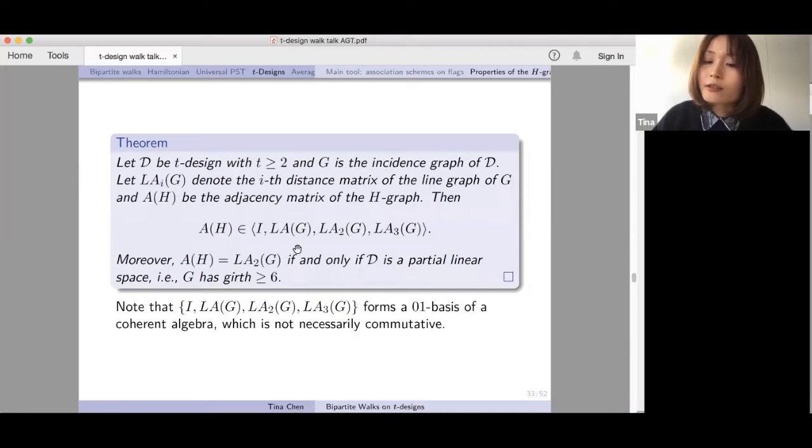And when the design is a partial linear space, which means the incidence graph has girth greater than or equal to 6, then the H-graph will be the distance 2 graph of its line graph. But notice here, I and the i-th distance matrix of the line graph, although they form a 0-1 basis of a coherent algebra, it's not necessarily commutative all the time. But later we will show an example where it is commutative, so it will form an association scheme.